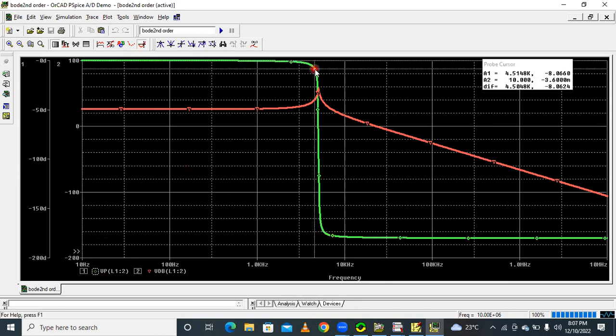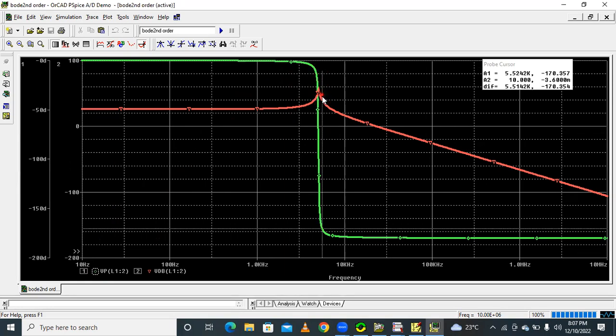Select this phase plot and the cursor is moving like this. When the cursor moves like this, the probe cursor displays the x-axis and y-axis. The x-axis is frequency, the y-axis is degrees. Okay, in this way.